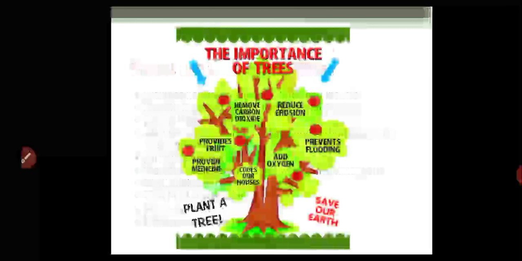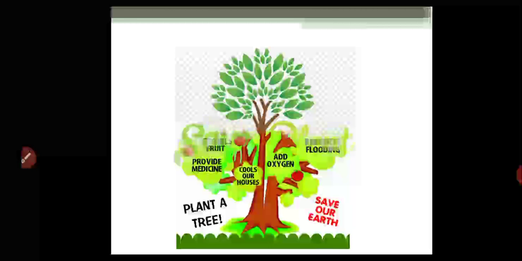So there are so many importances of trees, like it removes carbon dioxide, provides fruit, medicine, cools our houses, adds oxygen, prevents flooding, reduces erosion, that is soil erosion. So plant a tree and save our earth.